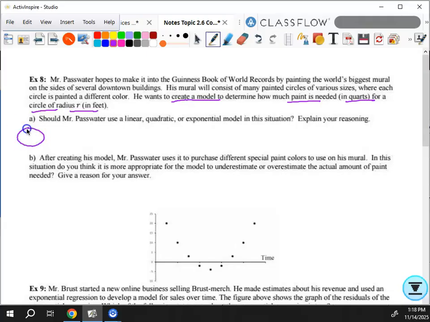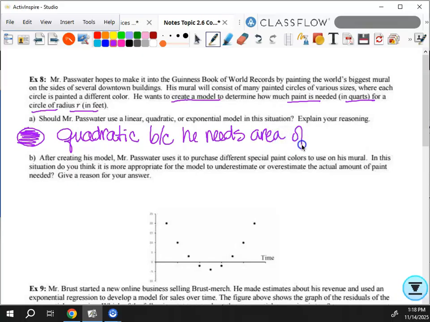If you're going to paint a circle, you're going to paint on the inside, you need to know the area of the circle so you know how much paint you need, right? And so I would definitely say, basically what he just said, quadratic, because he needs the area of the circle, something like that. Ugh. Can't even write correctly. Okay. Everybody get that? Okay.